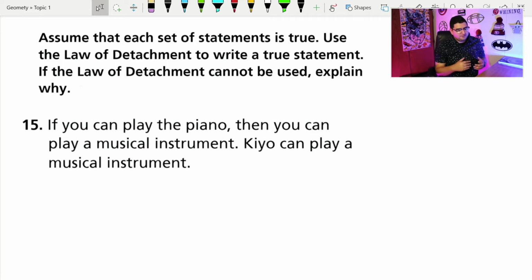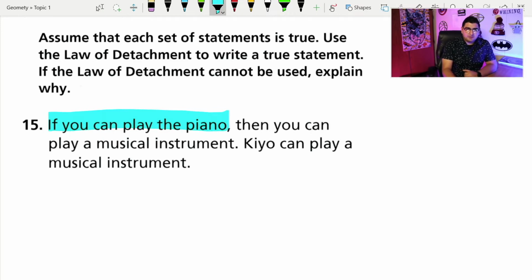So let's read this example to see if we can use the law of detachment. It says if you can play the piano, then you can play a musical instrument. Then it tells us Kyo can play a musical instrument. So let's look at the hypothesis. The hypothesis in our statement says, if you can play the piano. Now, what they would like us to prove here essentially is that Kyo can play the piano. However, given the statement, we can't prove that.